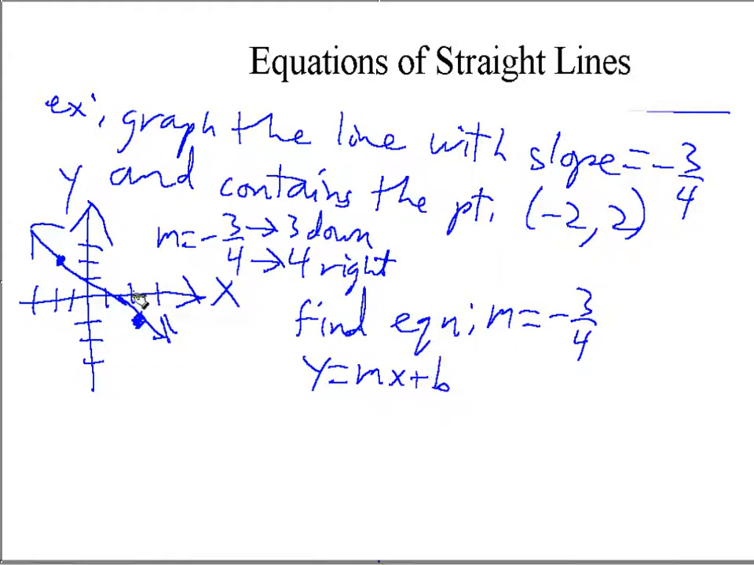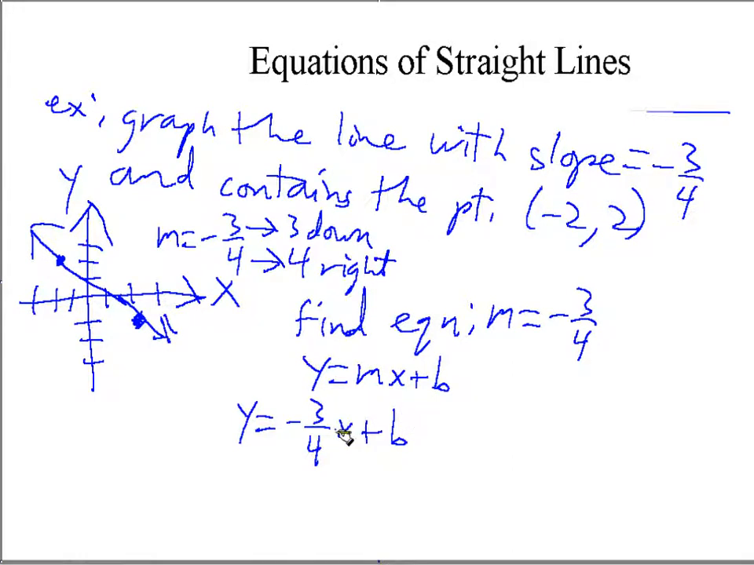So we know how to graph it, so we can graph it without knowing the equation. But let's say I want to find the equation. How do I do that? Since the slope is negative 3/4, let me plug that in for m. So y is equal to negative 3/4 x plus b, after I plug in negative 3/4 for m in my mx plus b equation. The key idea is that after I plug in m, I need to solve for b.